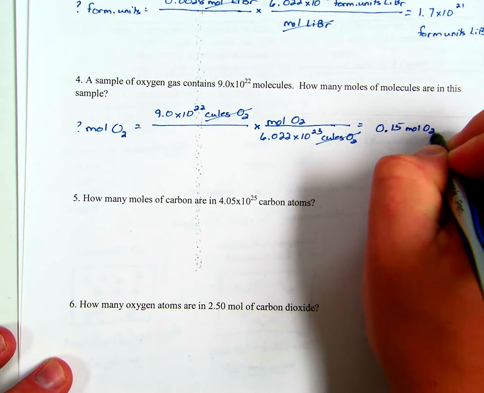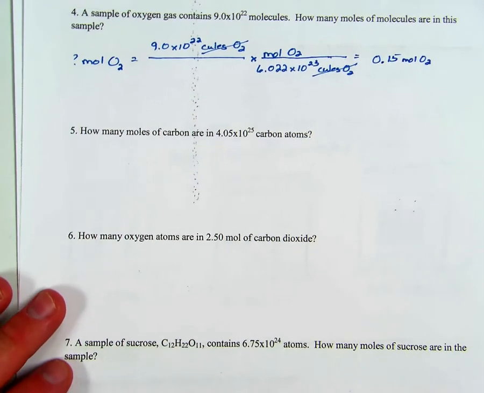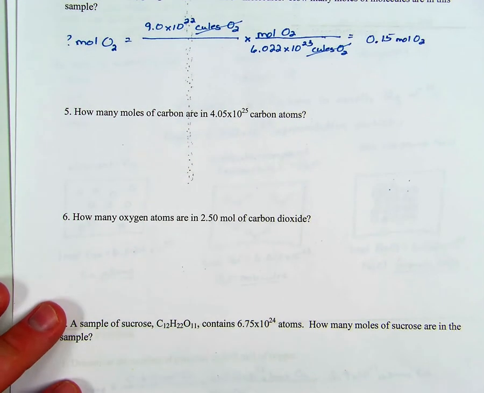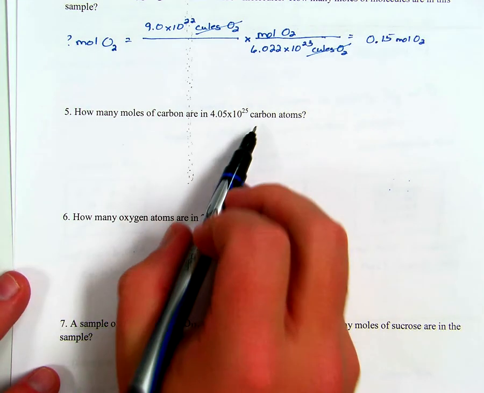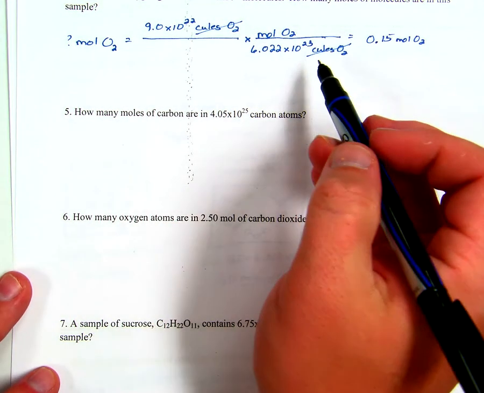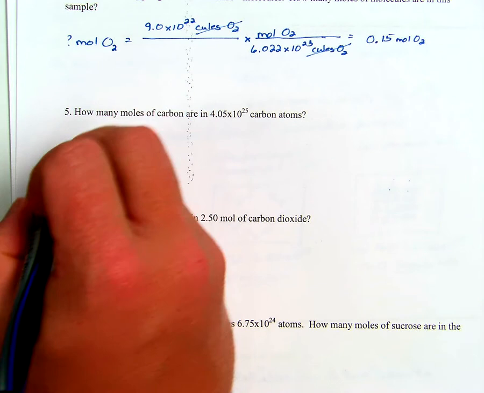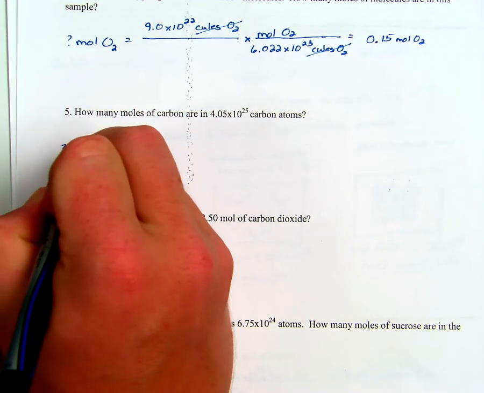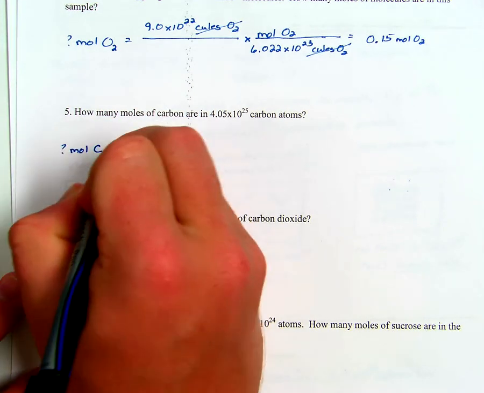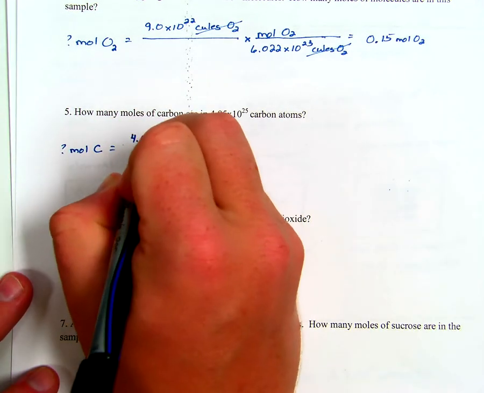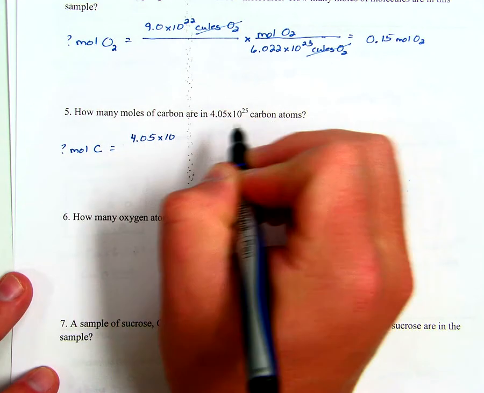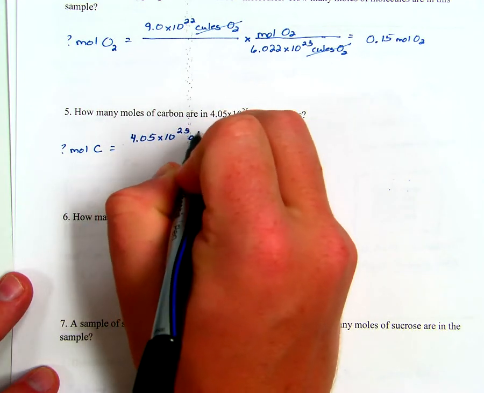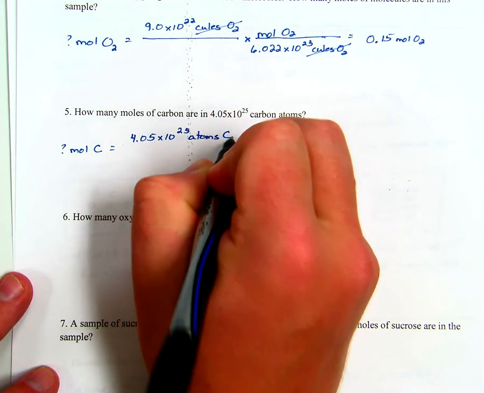Alright, next one. How many moles of carbon are in 4.05 times 10 to the 25th carbon atoms? If you compare it to what we just did, you can see it's the same thing. We're asked to find the number of moles. How many moles of carbon are equal to 4.05 times 10 to the 25th atoms of carbon? So here we're going from particles to moles, so it's the same conversion as before.